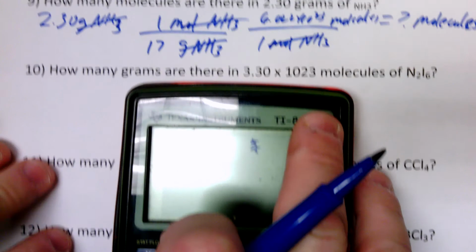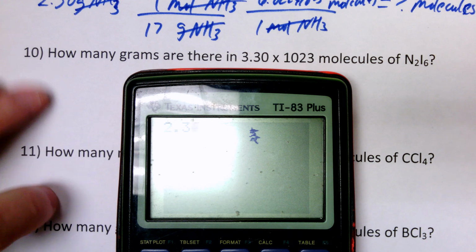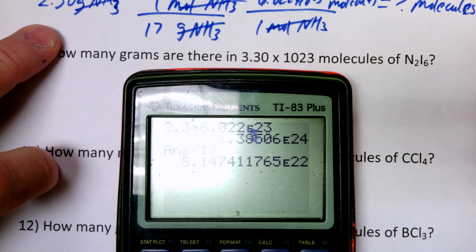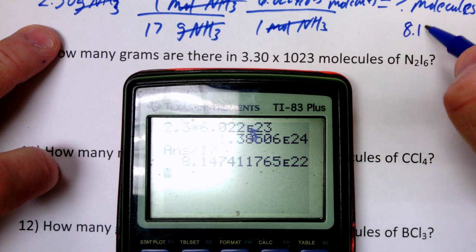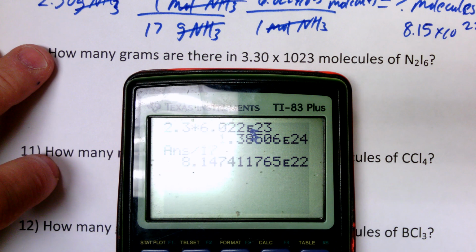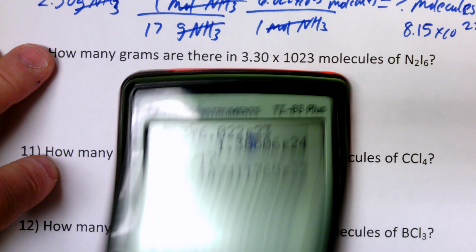So I'll go ahead and do my math here, always trying to show you how I'm getting the math so that you can follow along on your calculator. All right, remember the double E button, times 10 to the 23rd, divided by the denominator of 17. I'm going to get 8.15 times 10 to the 22nd molecules. Turn that so you can see exactly how I did the math.